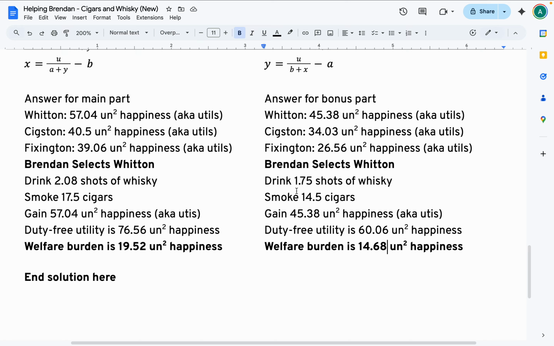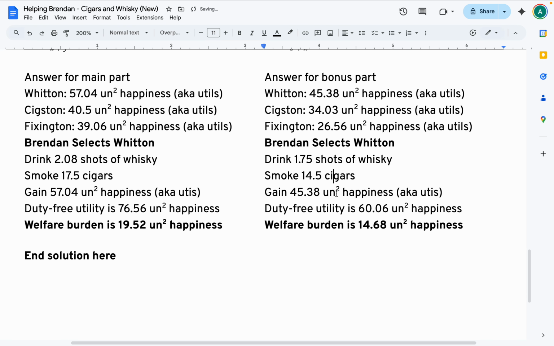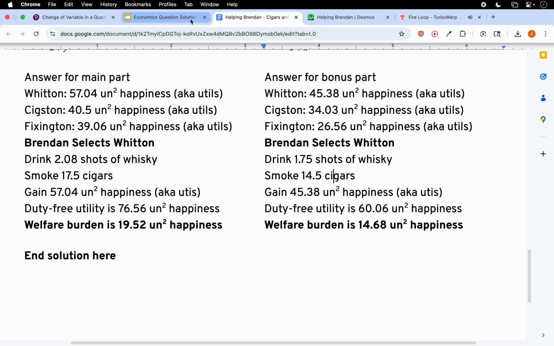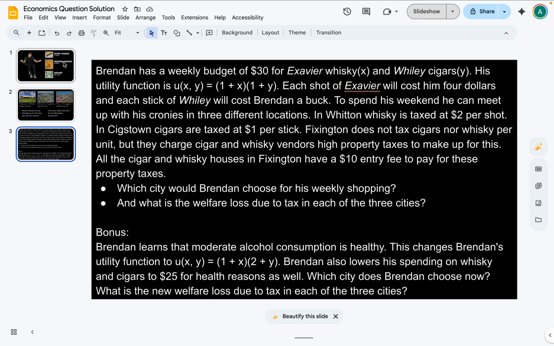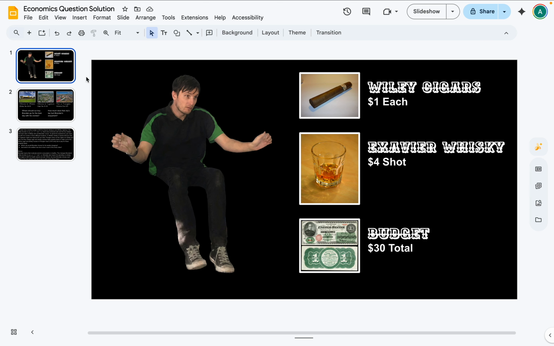The reason why is because he's buying less whiskey and buying less cigars. So congratulations, Brendan. You found a way to have a great day out with your cronies without breaking the bank and with less impact on your long-term health. So that just about does it for our answer to the question. And have a nice day with your cronies, Brendan.